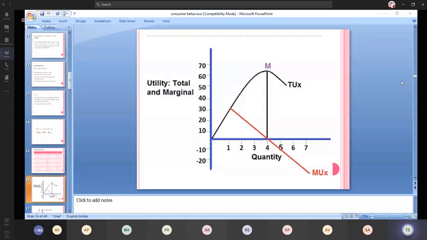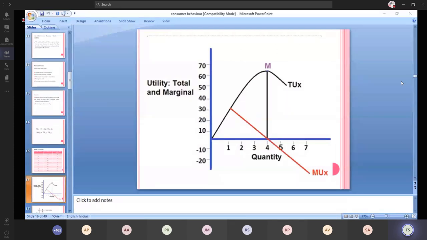Ma'am, one doubt, ma'am. Yeah. Ma'am, as the concept is based on emotion or response from the consumer, how are we representing that in numbers? Okay. So this is one of the assumptions made by Marshall. That is, the satisfaction level can be measured in numbers by using the scale utils. So this is the statement made by Marshall for his diminishing marginal utility law.